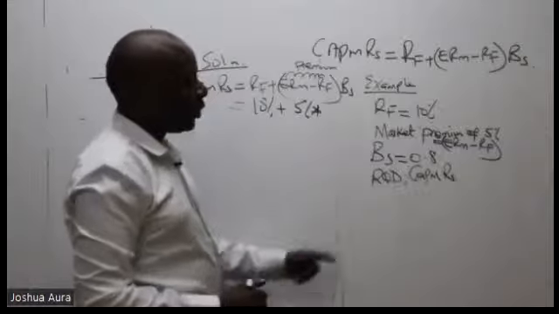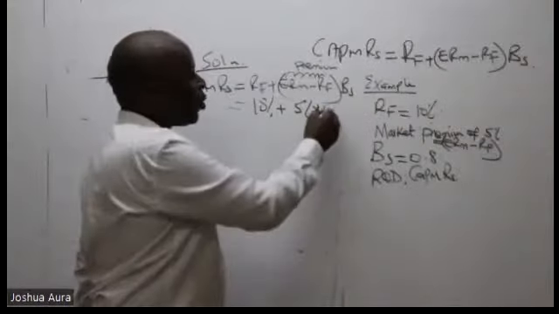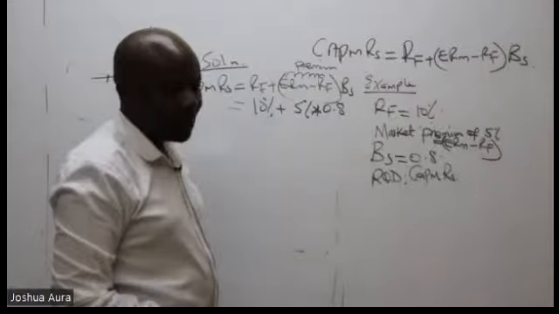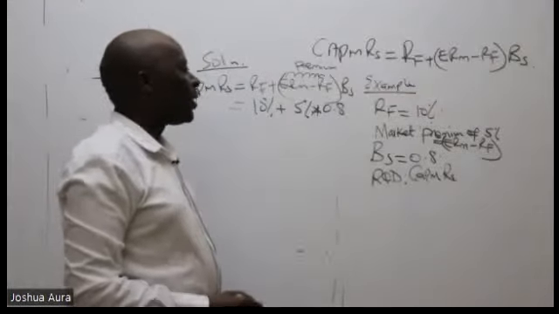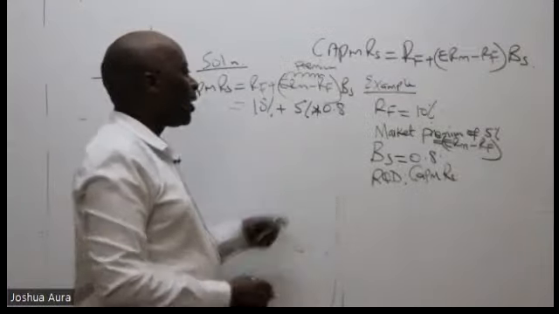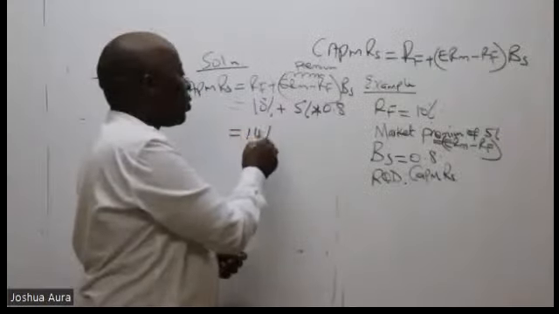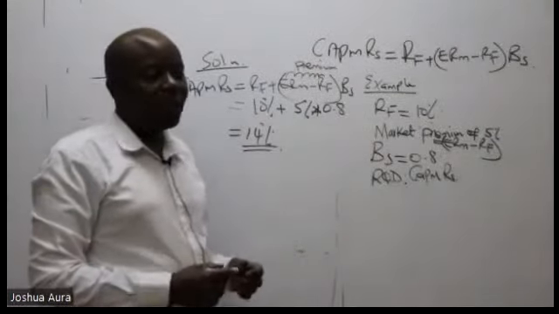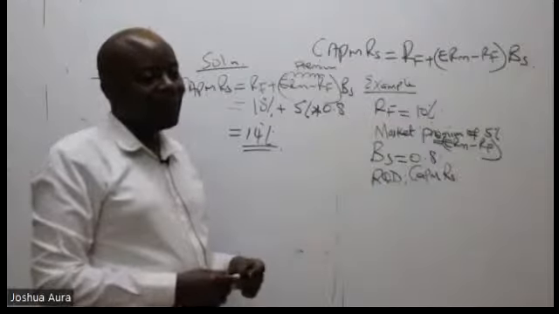Then multiply this with the beta factor, which is what here, somebody? 0.8. So if you handle it this way, you will end up getting what here? 14%.